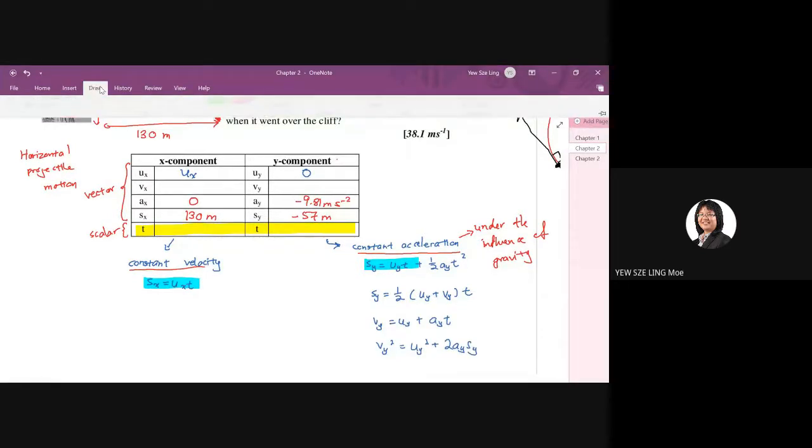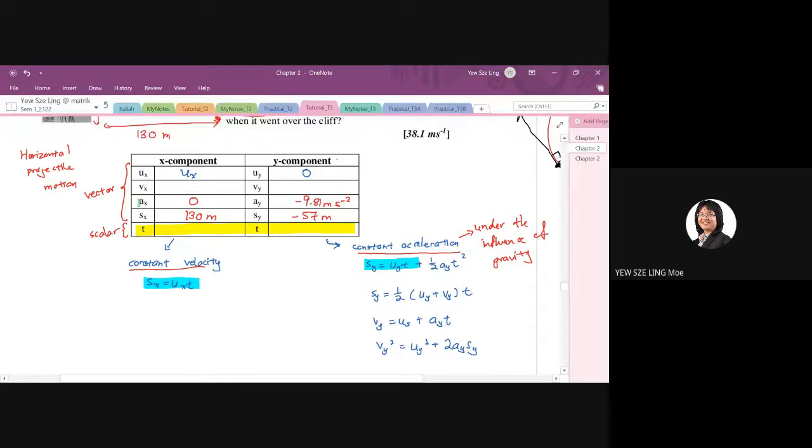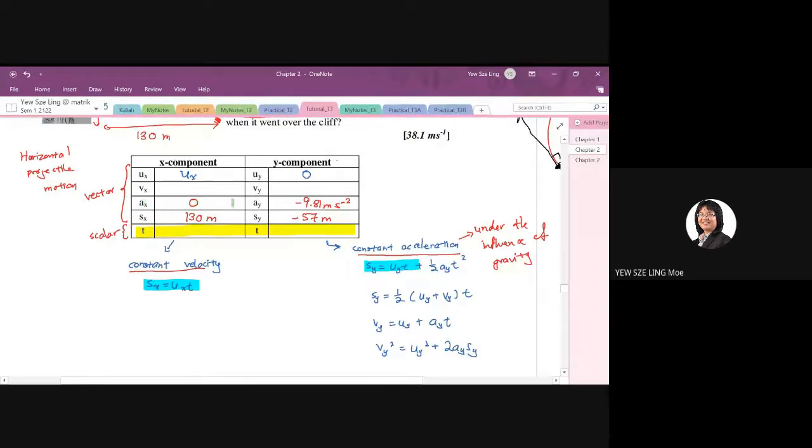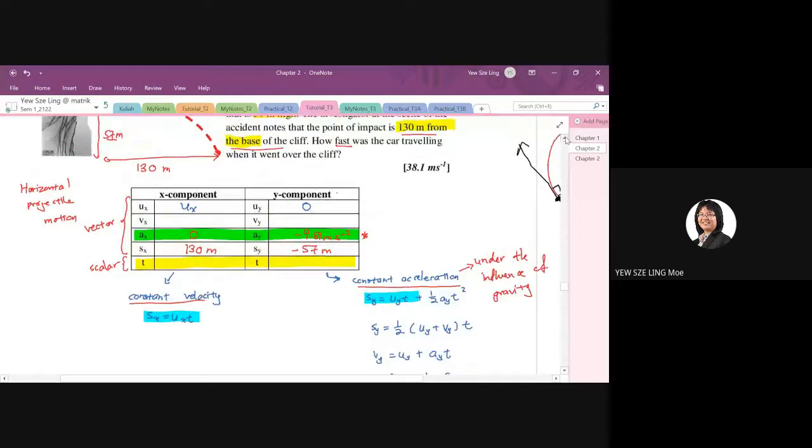So for accelerations, you don't even need to look at the question. The value is fixed, for the x component and the y component. By the time you form this table, straight away you can substitute these two values already. These two values are fixed, constant in the table.